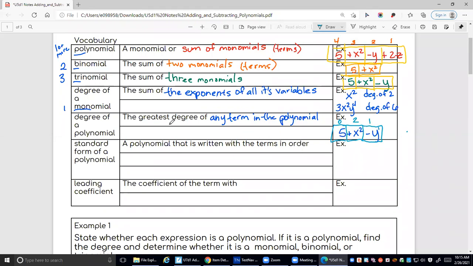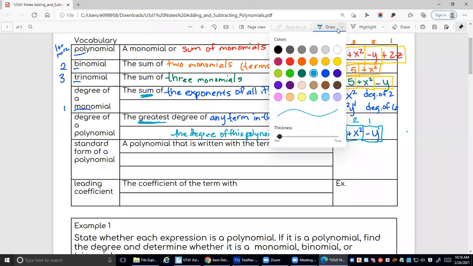So what we do is we look for the greatest. Essentially the degree of this polynomial is, the biggest number is 2. So the degree of the entire polynomial is 2. The biggest thing to remember is that if you're looking at the degree of the monomial, then you want to add. If you're looking at the degree of the entire polynomial, you're just comparing and looking for the greatest. So just keep that distinction in mind.